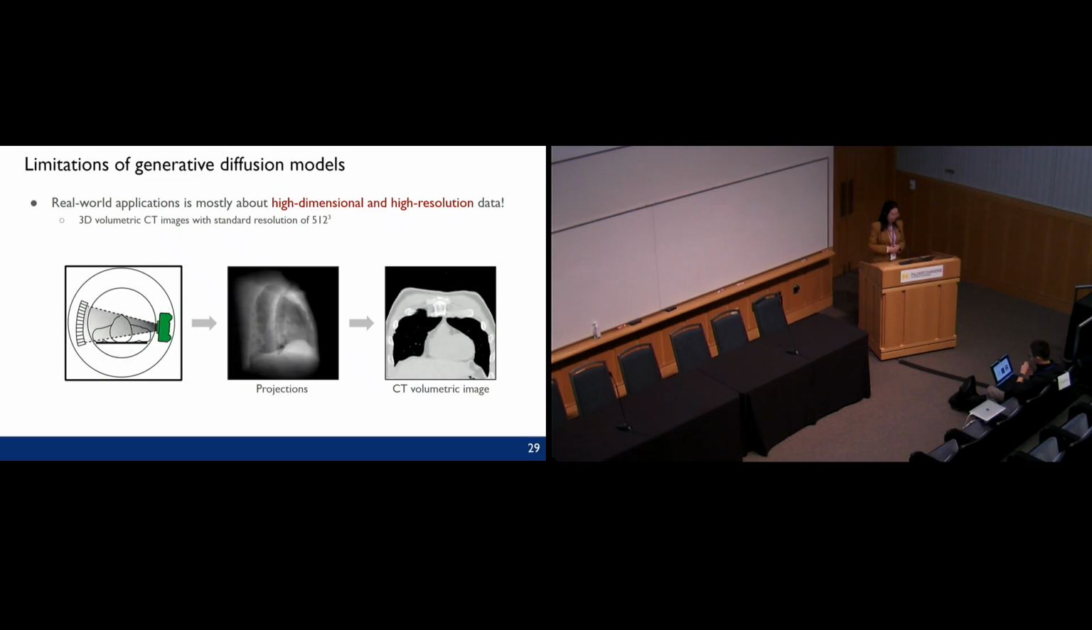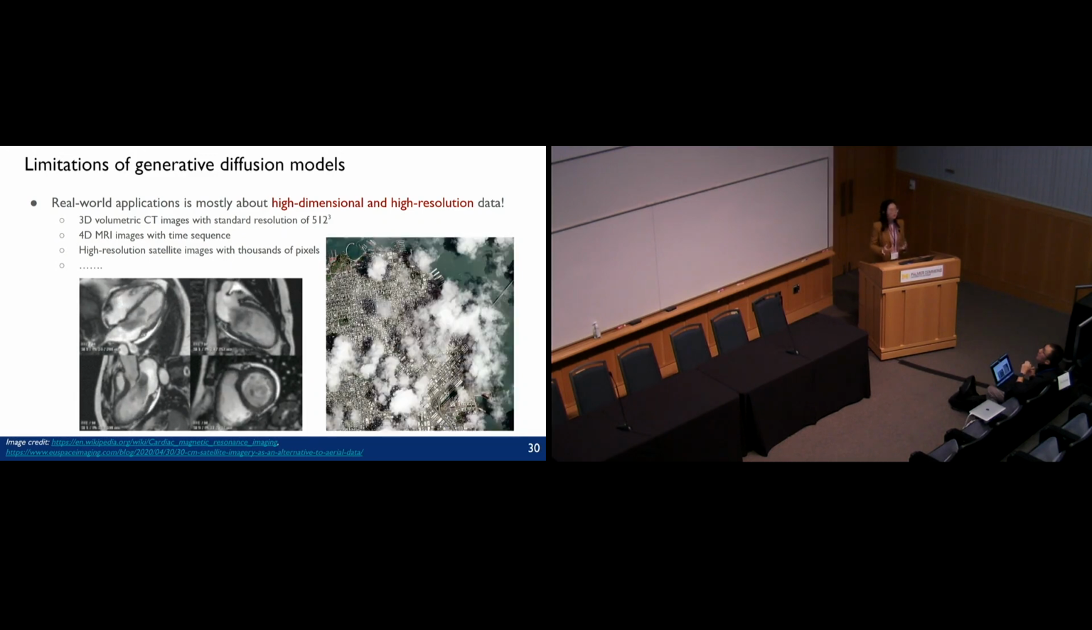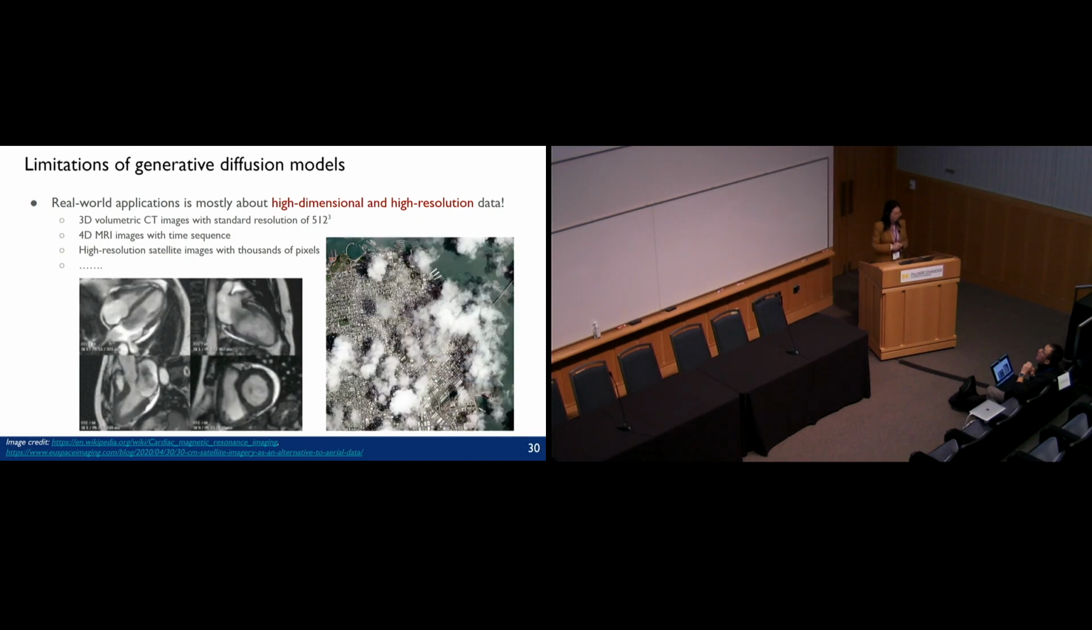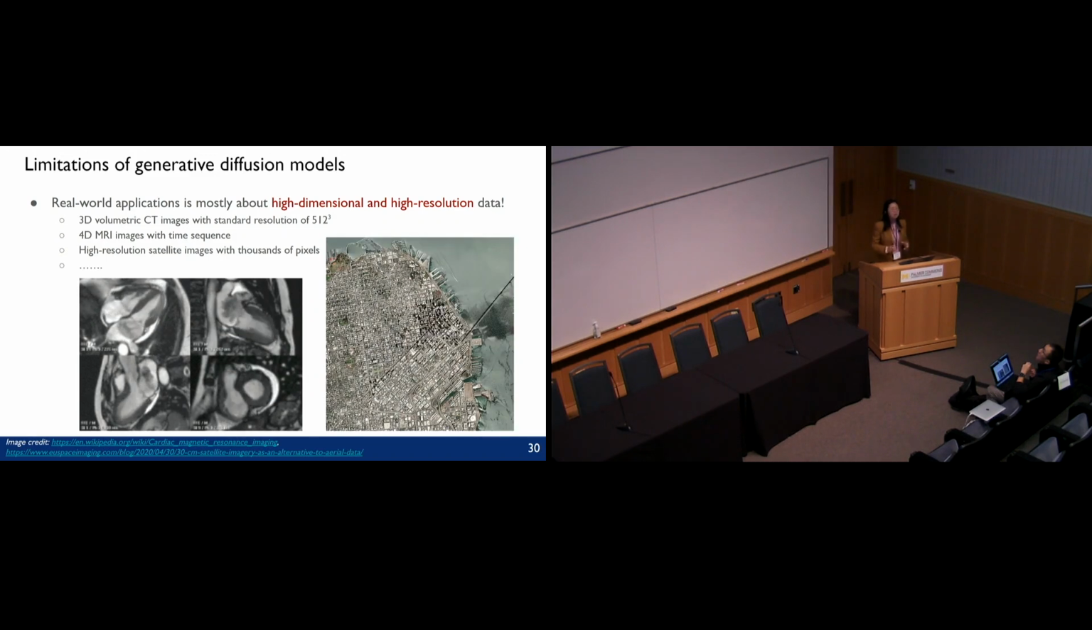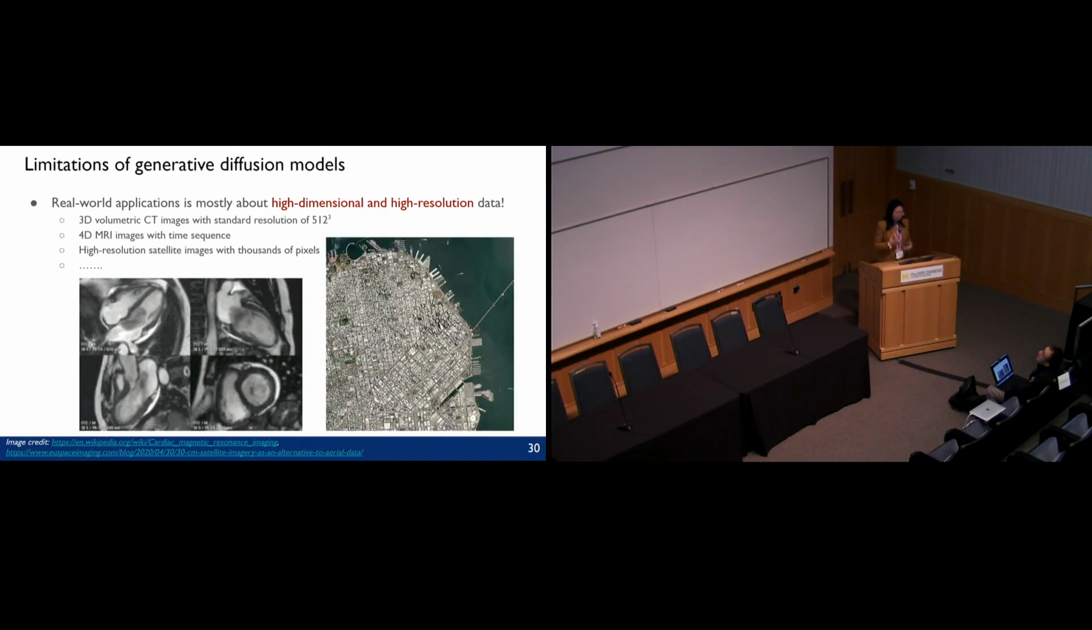For other examples, in MRI we have quantitative MRIs with different contrast information. We have dynamic MRIs that could even be 4D images. We also have high-resolution satellite images for remote sensing that can contain thousands of pixels on each side. So even though we benefit from the advantages of diffusion-based models, the current methodology still faces challenges and limitations in adapting to those real-world medical and scientific applications.